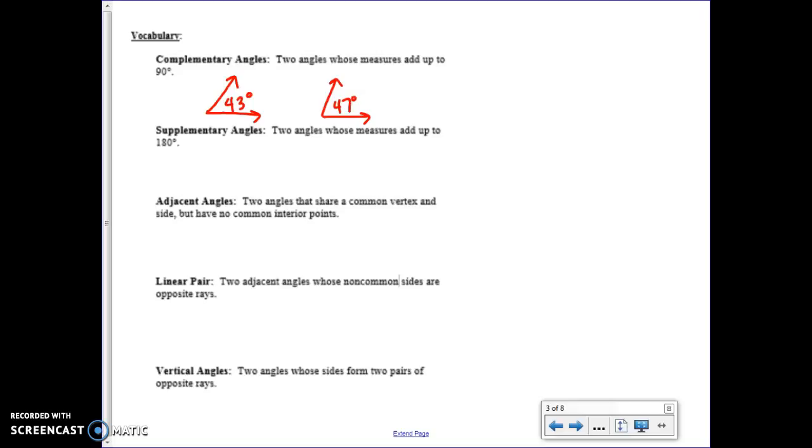If I start with that 43 degree angle again down here though with a supplementary angle, then its supplement would be whatever would make it add up to 180. So 180 minus 43 would be 137 degrees.